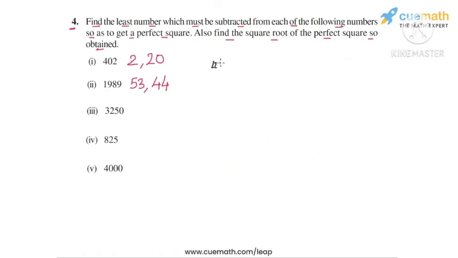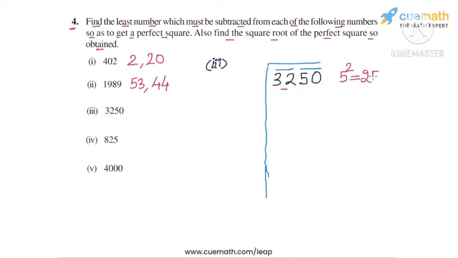Now coming to part 3, the number in part 3 is 3250. So let's apply the division method to this number. So we put a bar over 50 and over 32, and now we can apply the division method to calculate the square root. In the first step we have to find the largest possible digit whose square is less than or equal to 32, and that digit is 5, because 5 square is equal to 25, which is less than 32.